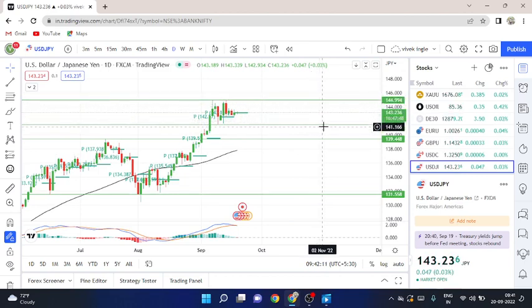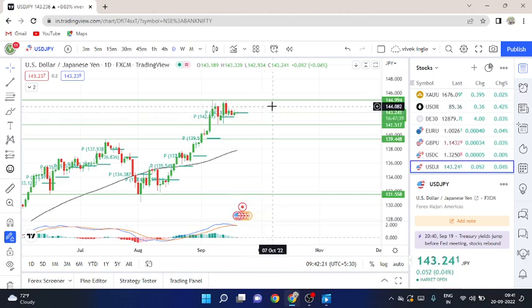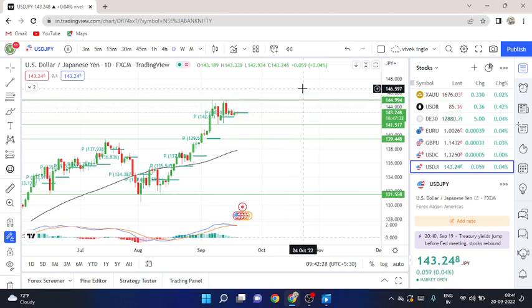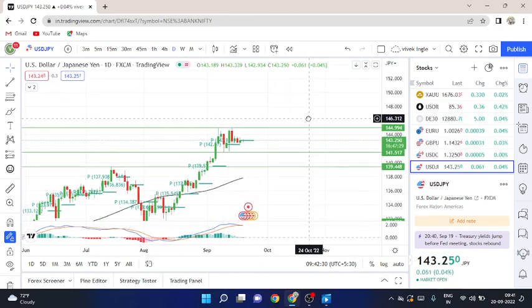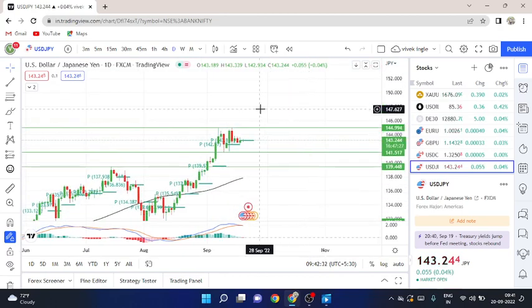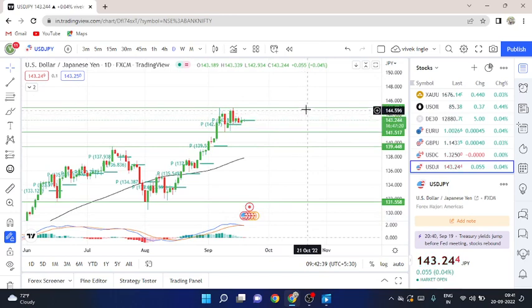Friends, you can see it is in consolidation mode now, so we will wait for the breakout. If this pair breaks this 145 level with a big bullish candle, we will go for long, and our first target will be 147. I get this 147 target with the help of Fibonacci. So if it breaks 145, we will go for long, and our first target will be 147.